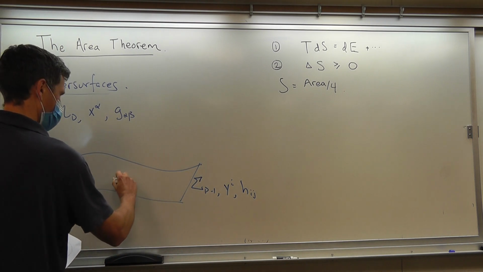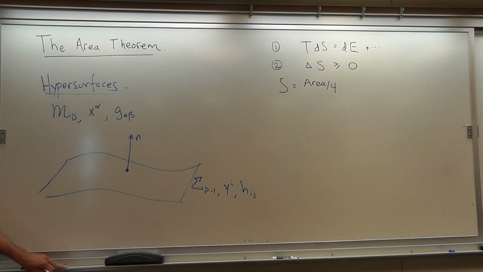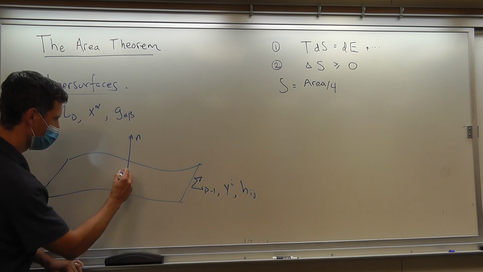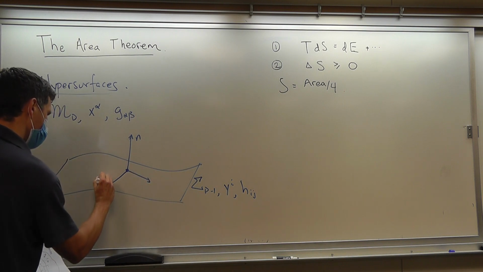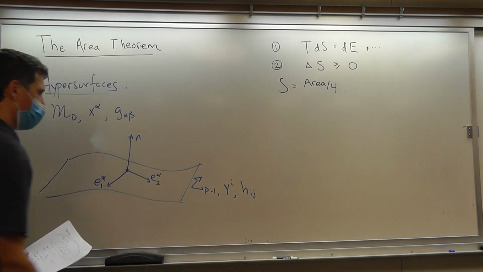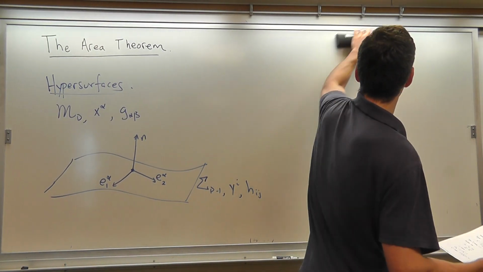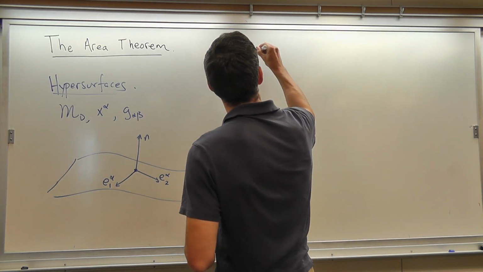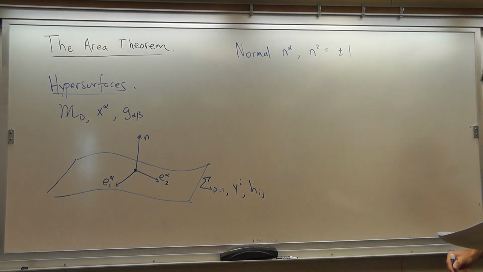So the way to specify this embedding of a hypersurface into the bigger manifold is to draw at each point on the hypersurface the normal, which I'll take to be a unit normal, and then we pick a basis of tangent vectors. Call those e_1^α and e_2^α. Since those have an alpha index, those are being viewed as vectors in the big manifold. Everything in the big manifold has alpha, beta indices, everything in the little manifold has i, j indices. Okay, so we have a normal n^α, with n² equal to plus or minus 1, depending on whether this hypersurface is space-like or time-like.